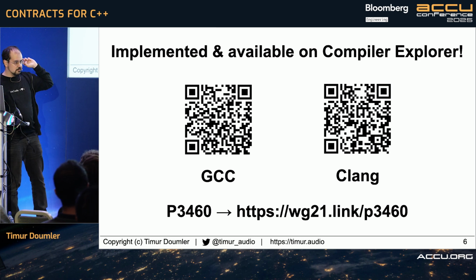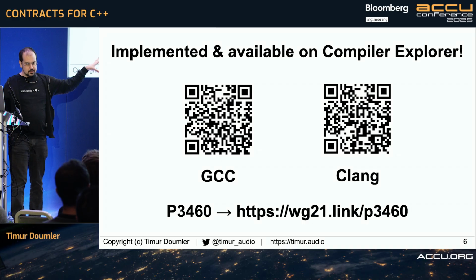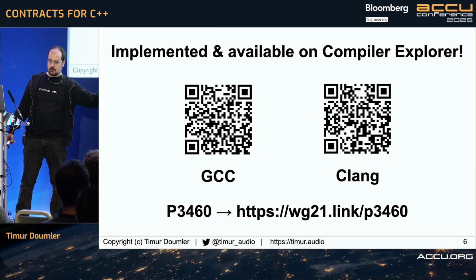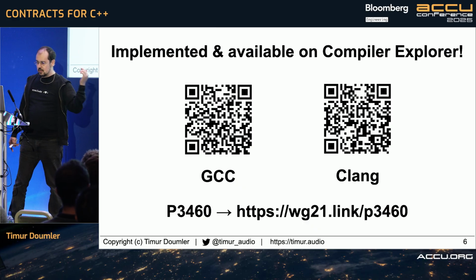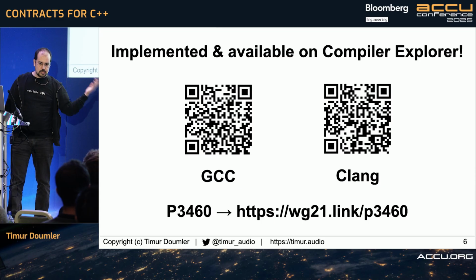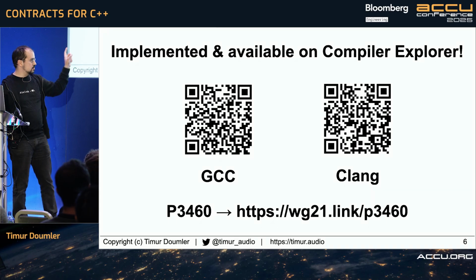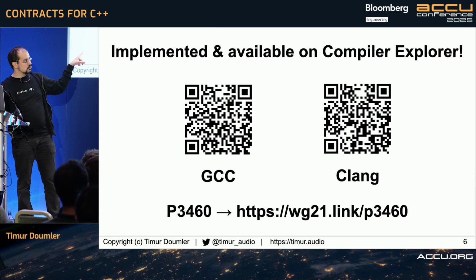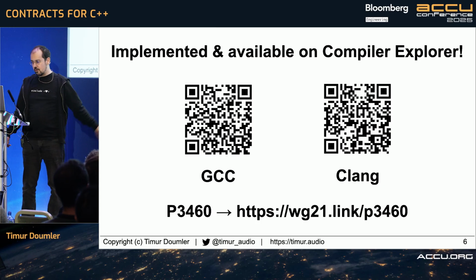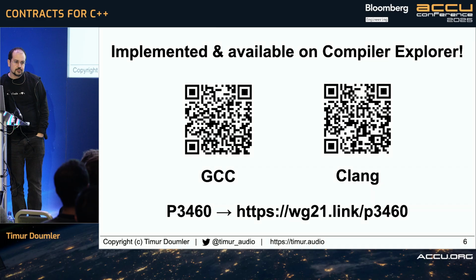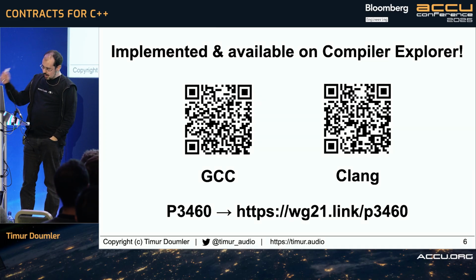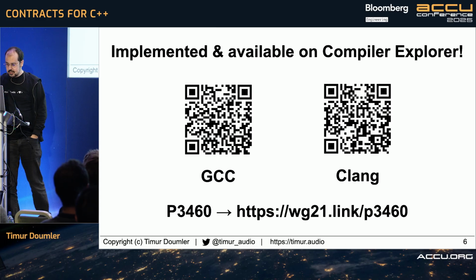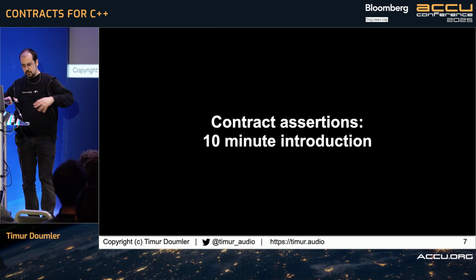I'm going to have quite a few of these paper numbers in this talk, P something something. Those are committee papers. You can find any such paper on the internet by typing in your browser wg21.link/paper number. So this is how you find any of those papers that I will be referring to in this talk.